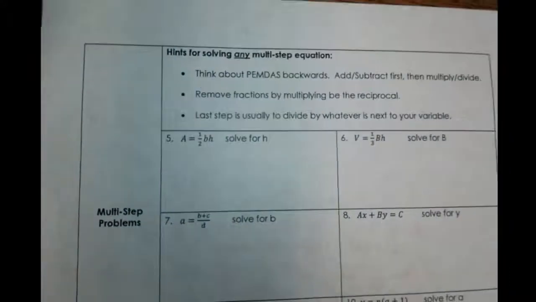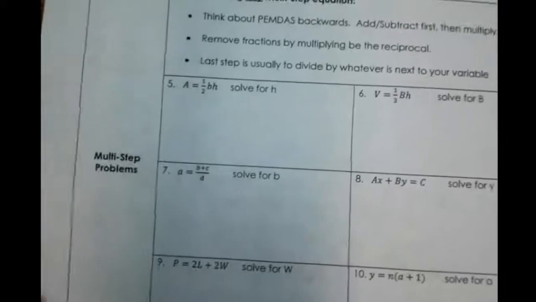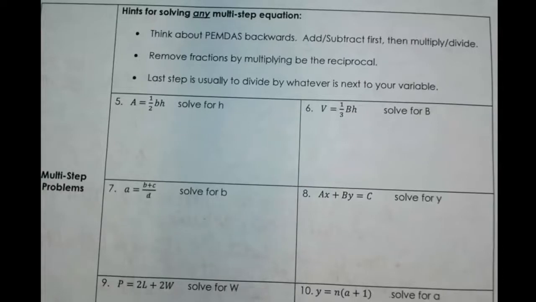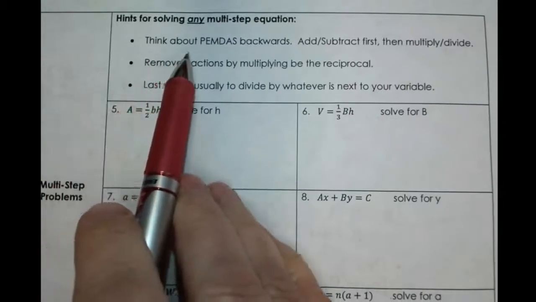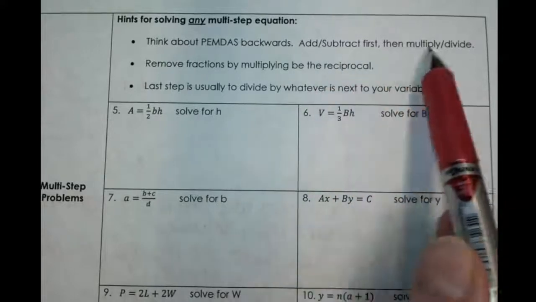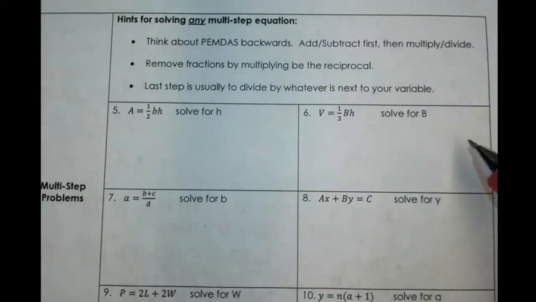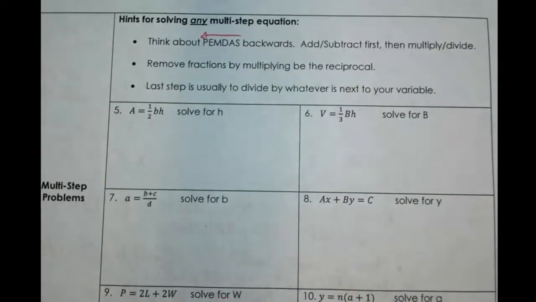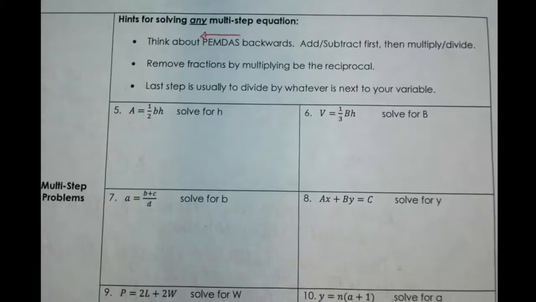Okay, so on the back, I gave you some hints. It's just like solving a multi-step regular equation. The rules are not any different. How it looks a little bit different just because of all the variables. Okay, so I want you to keep in mind PEMDAS backwards. When you're solving equations, you're going to add or subtract first, then multiply or divide. That's what PEMDAS backwards means. So really, we're reading it in that direction. To remove fractions, you're going to multiply it by the reciprocal. And the last step is usually to divide by whatever is next to the variable of interest, okay?